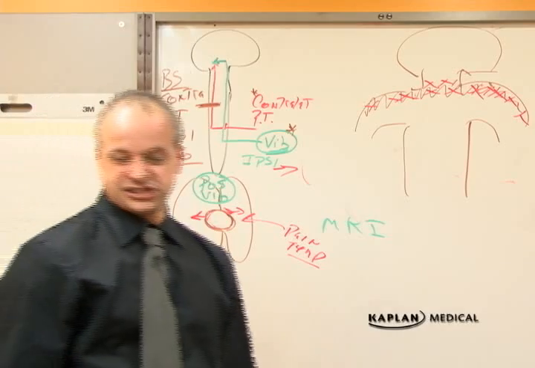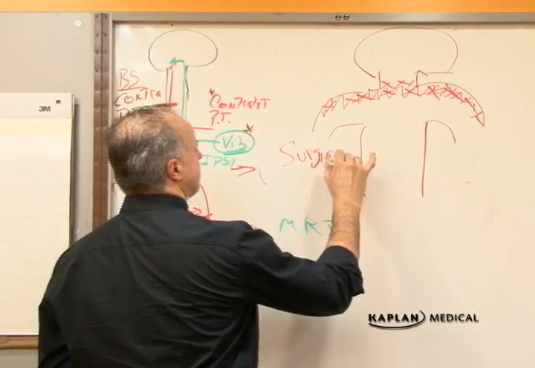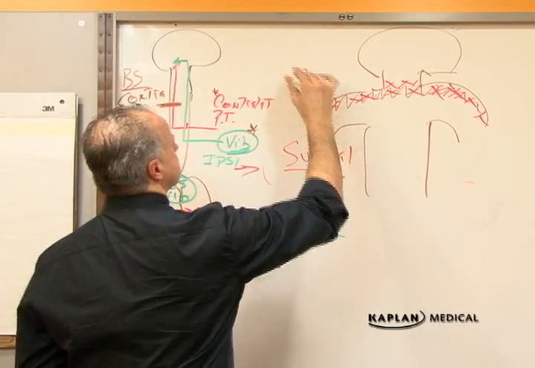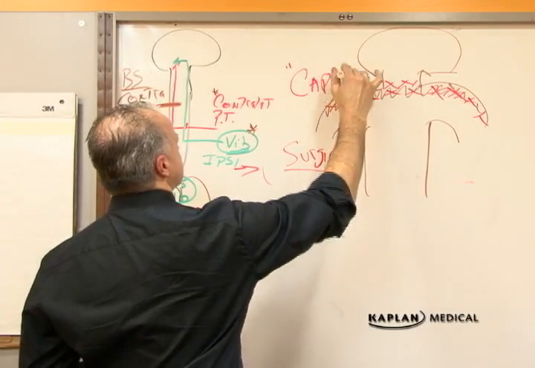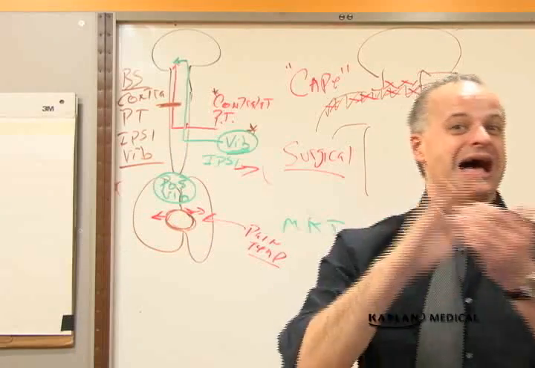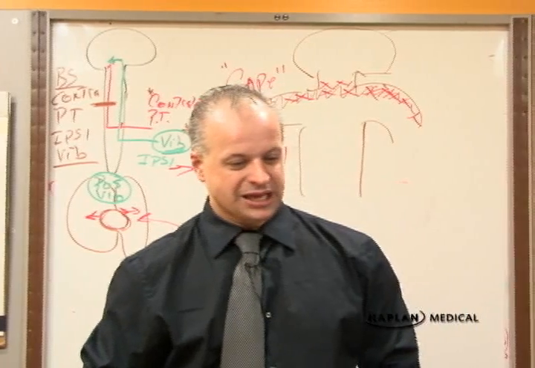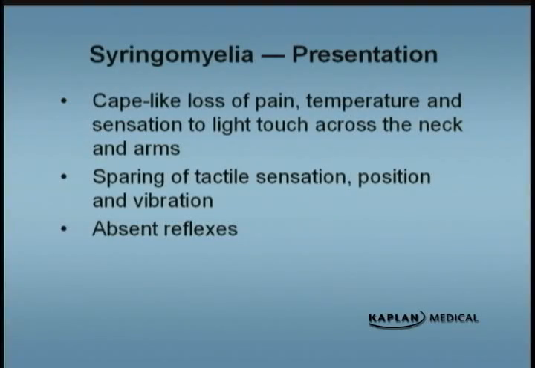Now, the diagnostic test is an MRI, and the only treatment is surgical decompression. But look for the word cape. Cape-like distribution over your back because it's bilateral pain and temperature. Let's look at the next slide. Cape-like distribution, loss of pain and temperature. But tactile, touch, position, and vibratory sense are intact. Why are we damaging reflexes? Because you have to have an intact spinal cord to have a reflex arc. It's cutting the reflex arc.